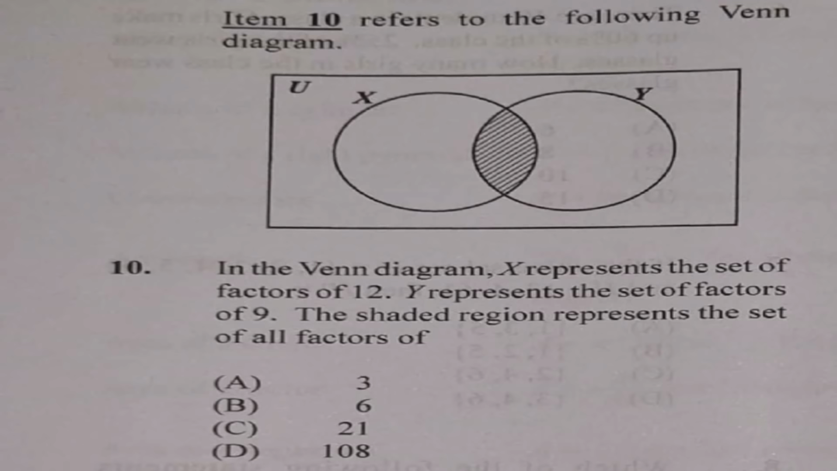Alright, so item 10 refers to the following Venn diagram. In the Venn diagram, X represents the set of factors of 12, Y represents the set of factors of 9. The shaded region represents the set of all factors of. Alright, so let's look at the shaded region now.